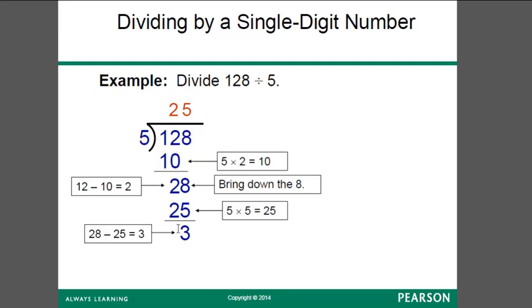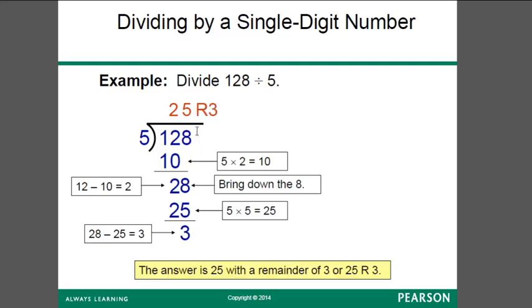Can 5 go into 3? No. Do I have another number to bring down? No. So 3 is actually going to be my remainder. And I write it 25, remainder 3. Do not put a decimal there. You always put the letter R, capital R. So the answer is 25 with a remainder 3, or 25 R3.